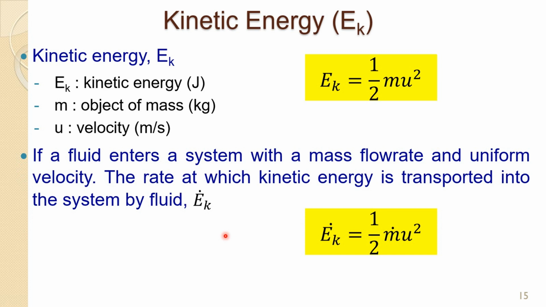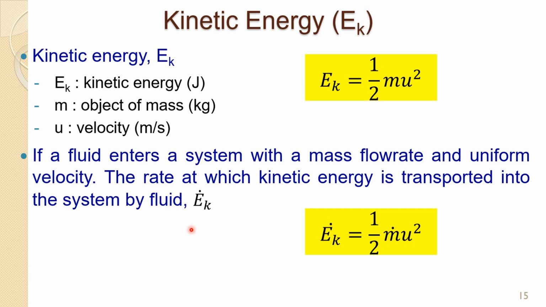If a fluid enters a system with a mass flow rate and a uniform velocity, consider the rate at which kinetic energy is transported into the system by the fluid. If we have a kinetic energy with an overdot, what does that mean? It's energy divided by time. If an energy has an overdot on top, that means energy divided by time. What do we call this? Power. Thank you, that's correct.